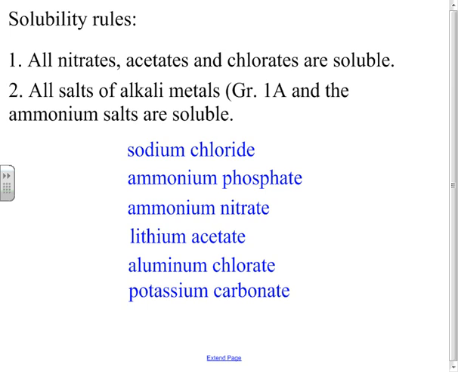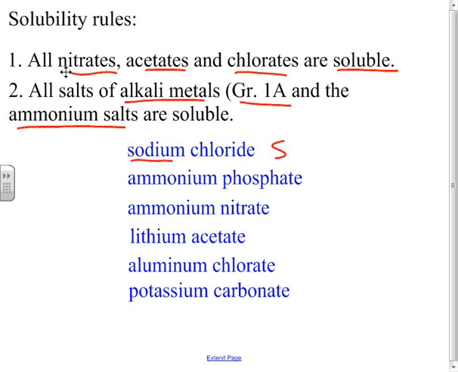They start out with things that are soluble, so all nitrates, acetates, and chlorates are soluble. That is, they will dissociate when you put them in water. All salts of alkali metals, group 1A, so lithium, sodium, potassium, rubidium, cesium, and so on, are all soluble, and ammonium salts are always soluble. So if I give you this list, all of these are soluble.